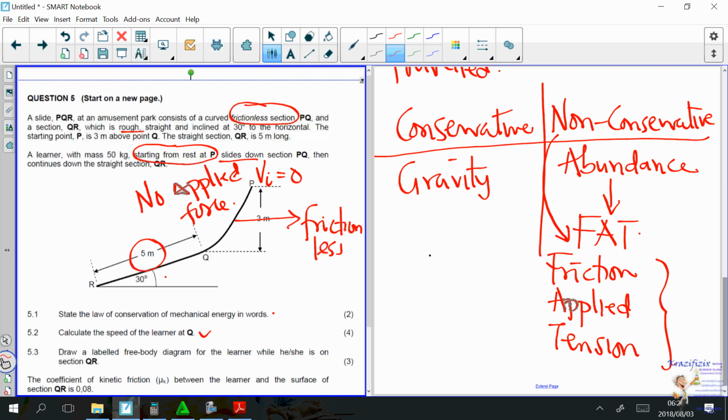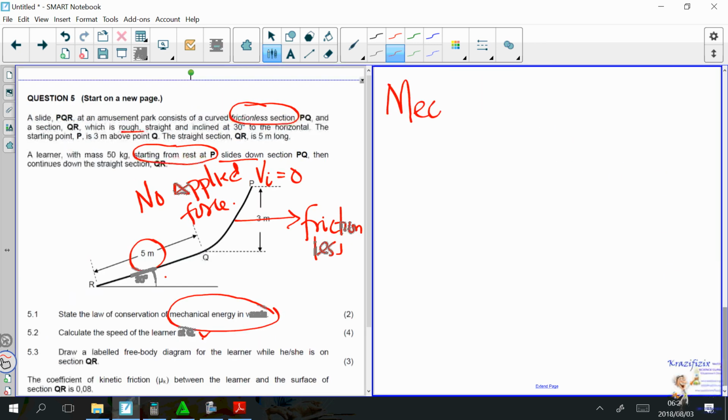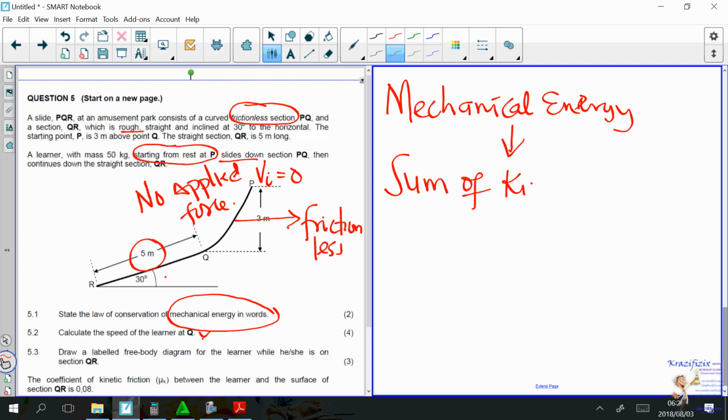Remember in 5.1 we said mechanical energy is what? Conserved. Now, what is my mechanical energy? Just like linear momentum, where we used initial and after, if I'm using mechanical energy as well, I'm going to use mechanical energy before and what? After. Or mechanical energy at point A equals mechanical energy at point B. Let's define mechanical energy quickly. It is the sum of kinetic and what?